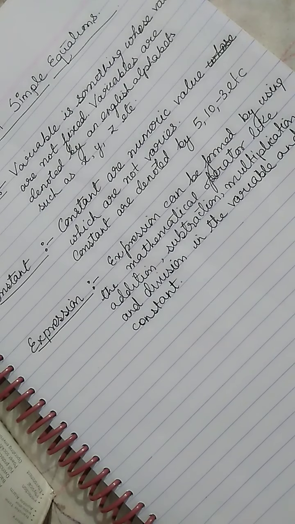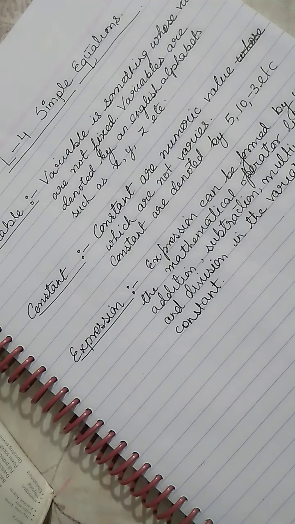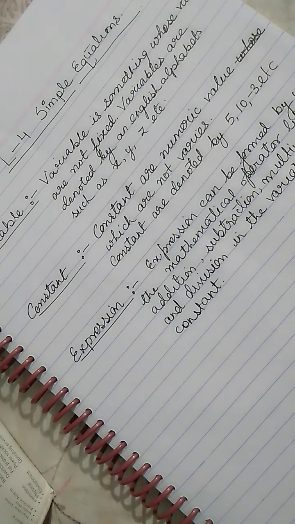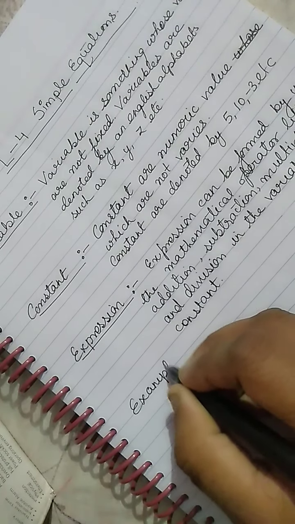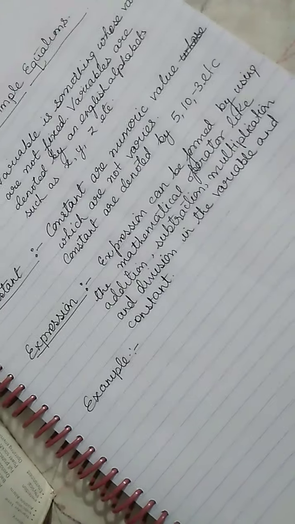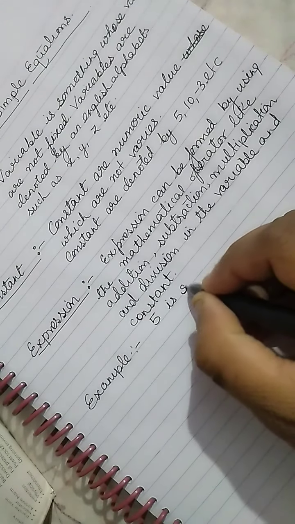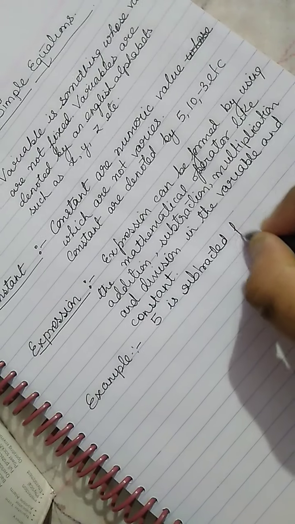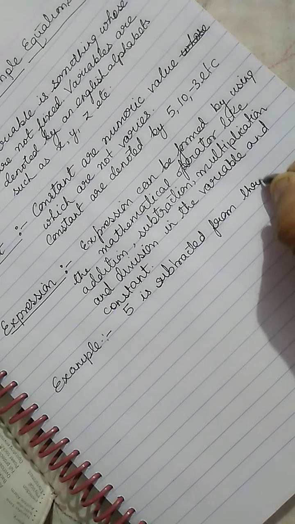Okay, now I hope that you all are aware of variable, constant and expression. Now we take some examples of how to form the expression. Here one statement is given to you. The statement is: 5 is subtracted from thrice a number.